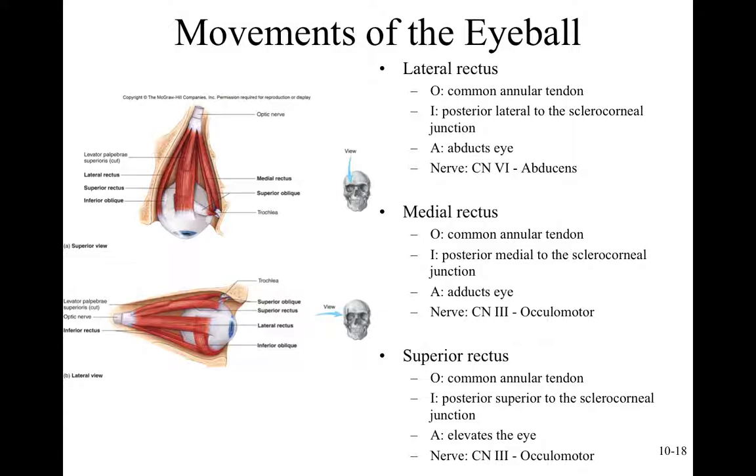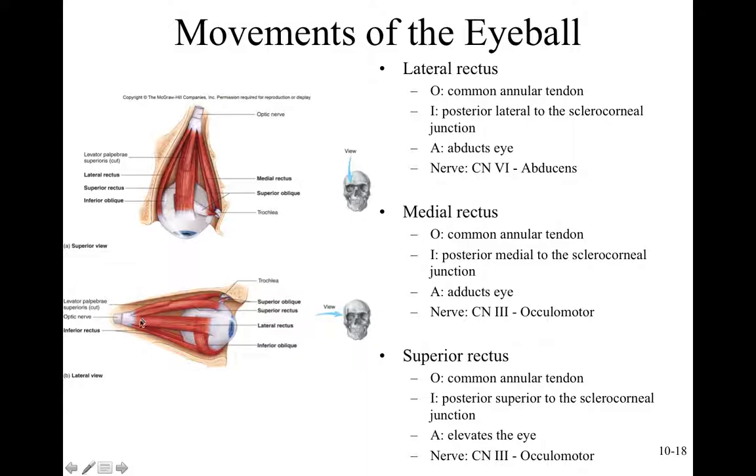Now, when this contracts, it will actually abduct the eye or laterally deviate the eye, looking towards the temple. This is accomplished through cranial nerve 6, the abducens nerve. This is really the only function of the abducens nerve, to abduct the eye. So abducens abducts the eye, lateral rectus.